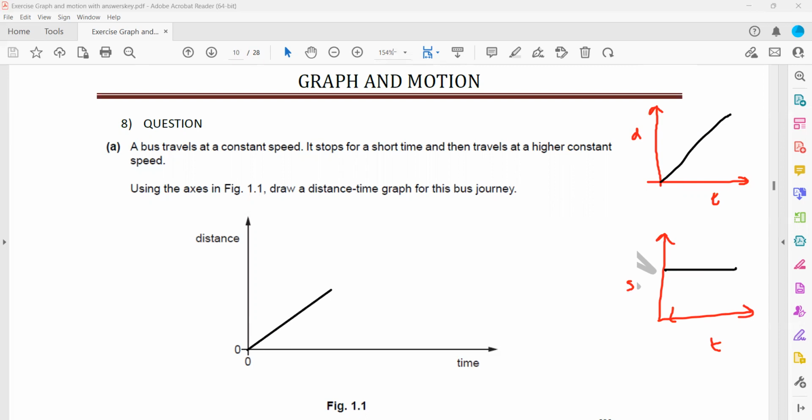If it stops for a short time, in a distance time graph, how do we represent that the object is stationary? We draw a horizontal line, as the distance does not change. But they mention it's a short time interval, so the length of this line should be shorter. And then it travels at a higher constant speed. Speed is constant but higher. So how do we represent a higher constant speed? We make a much steeper line or a greater gradient, which shows that the speed of this object is constant but at a higher value.